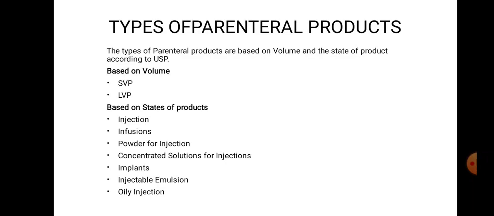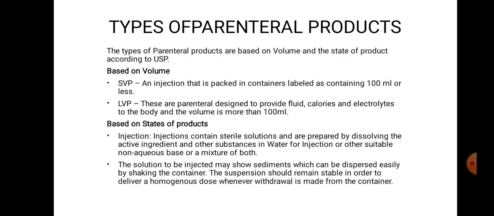So the first part is the parenteral products based on the volume. So we have two parts. First one is SVP. As I discussed, SVP is small volume parenterals, an injection that is packed in containers labeled as containing 100 ml or less. It is available in single or multiple use, and used for administration of drug, and preservatives are used. It is administered through various parenteral routes. Examples are insulin injection, procaine penicillin G injections.